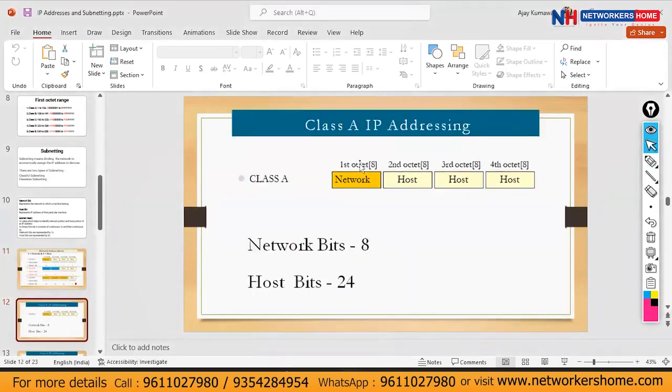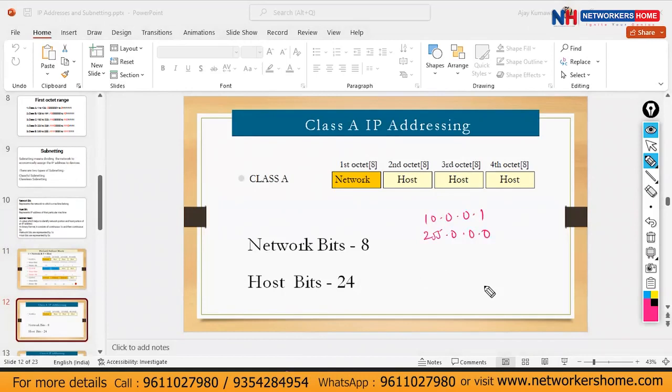So this is about class A. We are doing some calculation for class A. We must know that, okay, we have designed the network, but how many addresses are there in one network? Let's say to a system I give a class A address 10.0.0.1, and then I give the subnet mask 255.0.0.0. So how is my system going to know how many other systems are there in my network? That calculation we are going to do right now.